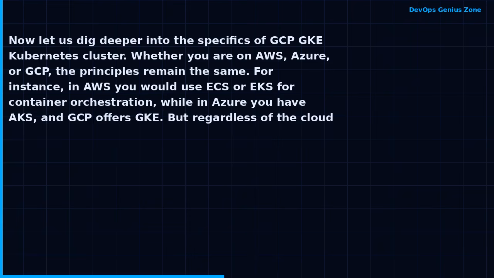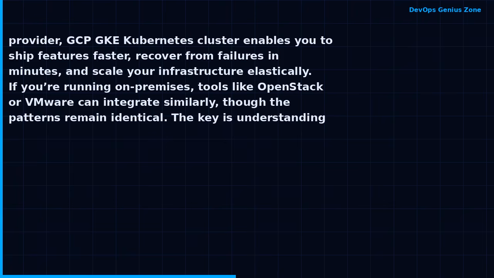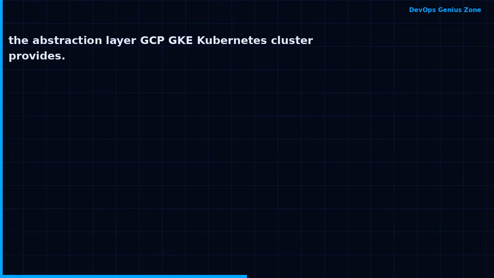For instance, in AWS you would use ECS or EKS for container orchestration, while in Azure you have AKS, and GCP offers GKE. But regardless of the cloud provider, a GCP GKE Kubernetes cluster enables you to ship features faster, recover from failures in minutes, and scale your infrastructure elastically. If you're running on premises, tools like OpenStack or VMware can integrate similarly, though the patterns remain identical. The key is understanding the abstraction layer a GCP GKE Kubernetes cluster provides.